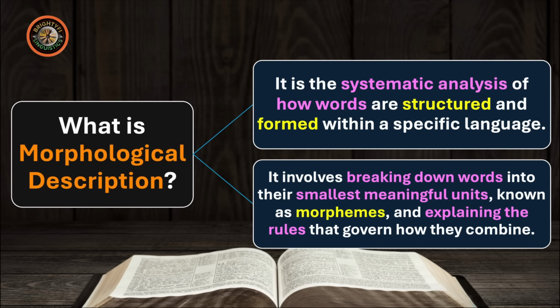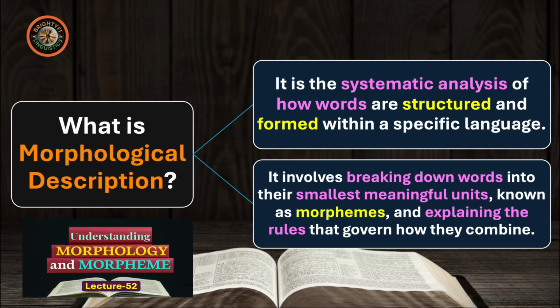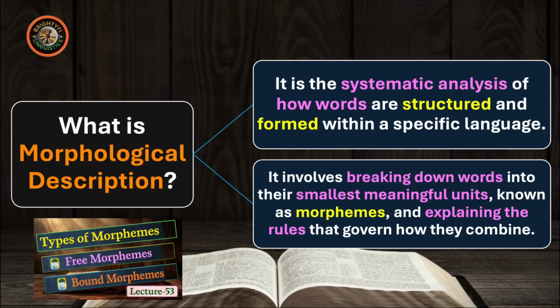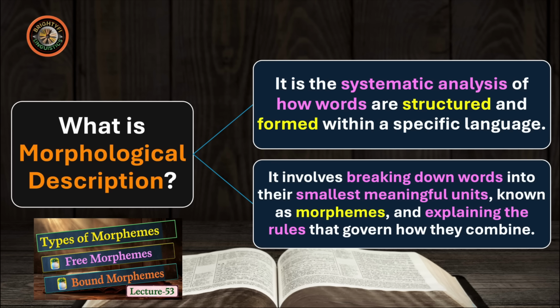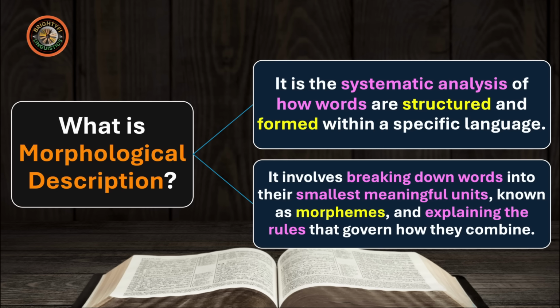So, to understand how to describe a sentence morphologically, it is very important for you to go back to the previous two lectures, Lecture 52 and Lecture 53, which deal with what is morpheme and types of morphemes. Only then you are able to understand this lecture and describe a sentence morphologically. So now let's try to understand through examples.